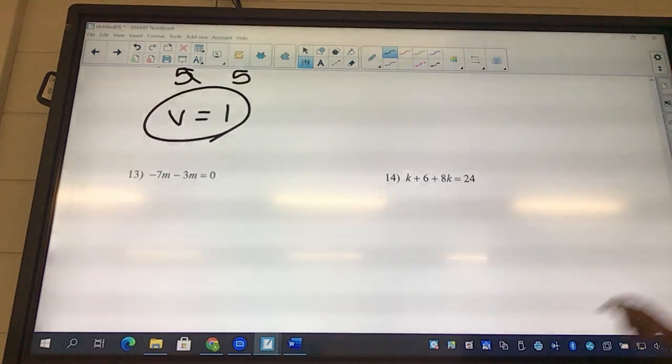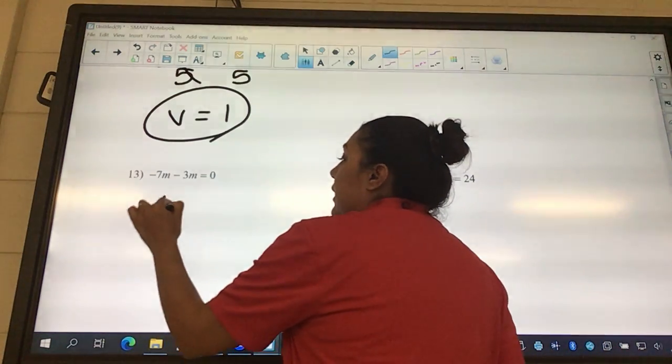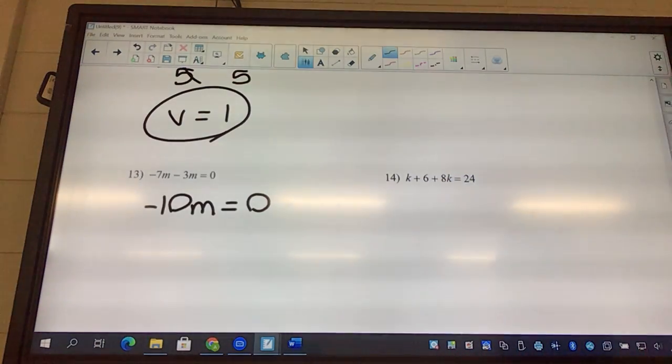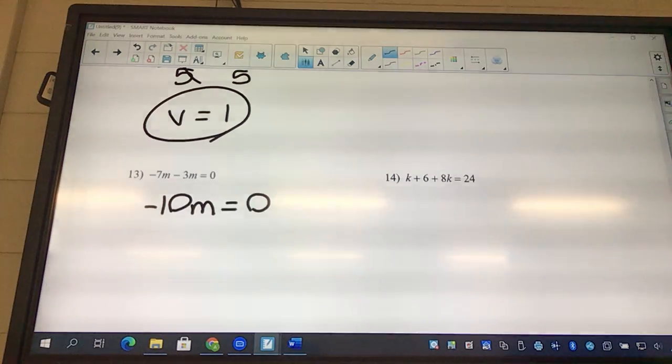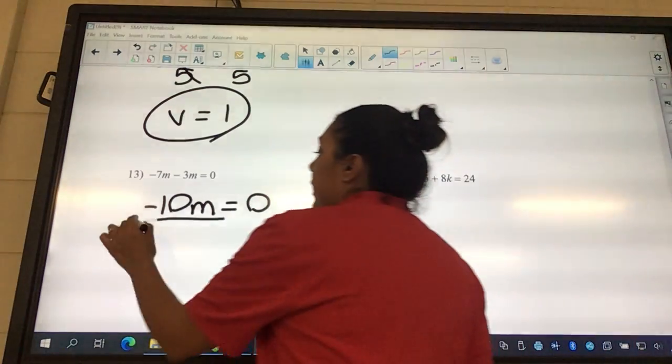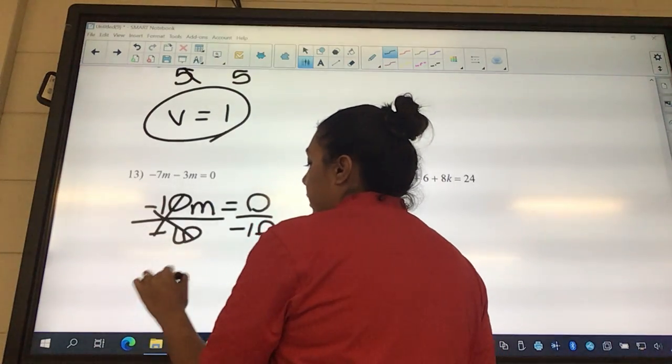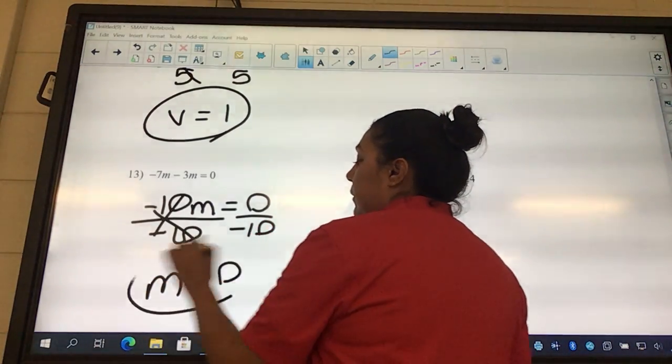Okay, 13. We combine like terms, so I have a -7 and a -3, which gives me -10m equals 0. We add or subtract the kid. There isn't a kid, so that's okay. Then we divide by -10, so we get m equals 0.